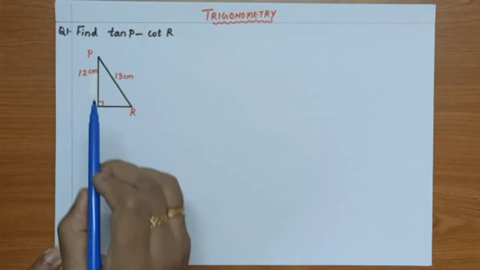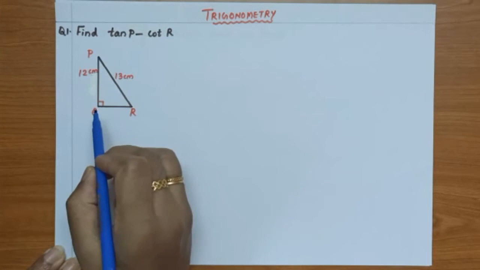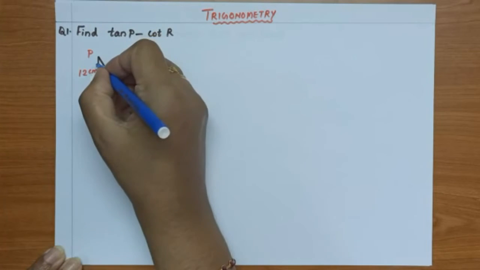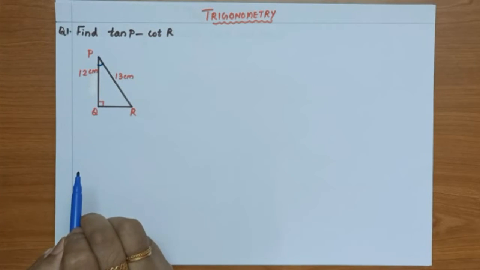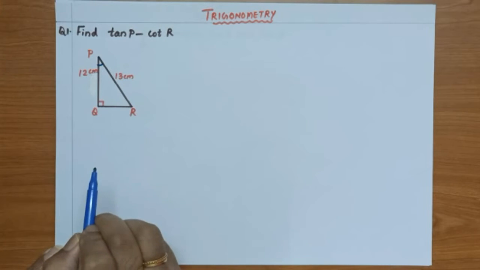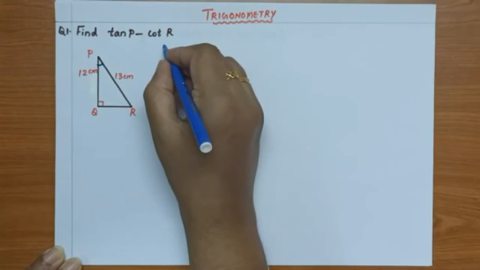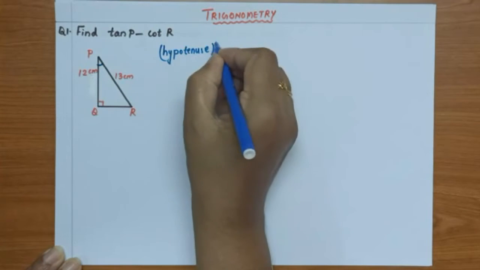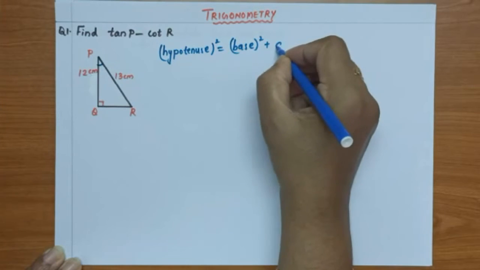Tan P means opposite side of angle P divided by adjacent side of angle P. Here the opposite side of angle P, it is QR, but QR there is not given. So first of all we have to find out what is QR. For finding QR we can use Pythagoras theorem. Pythagoras theorem is hypotenuse square equal to base square plus altitude square.